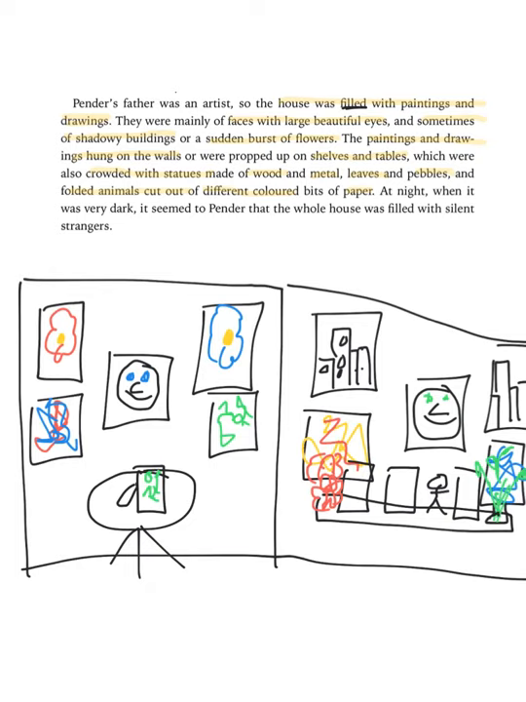I visualized walking into a lounge room that looks really, really filled with paintings and drawings. And on the paintings, there was beautiful faces with large eyes, and there was shadowy buildings with sudden burst of flowers. And then there was also shelves that were filled with paintings as well. And there was also a statue on there as well as leaves and pebbles. And there was also a table in the lounge room that had a painting on it. So from reading that one paragraph, this is what I visualized in my mind. So that is what I have drawn on paper.